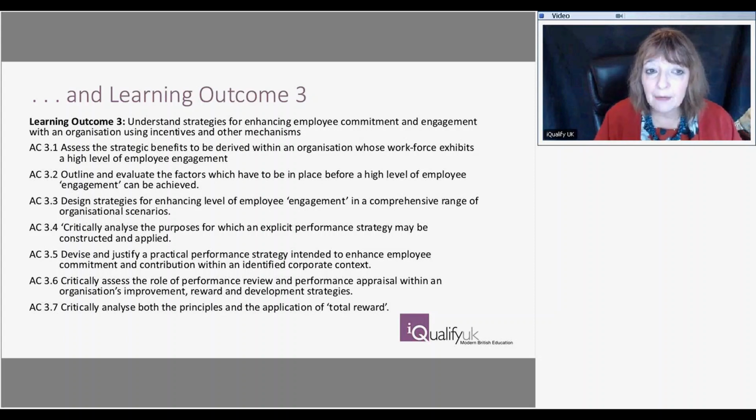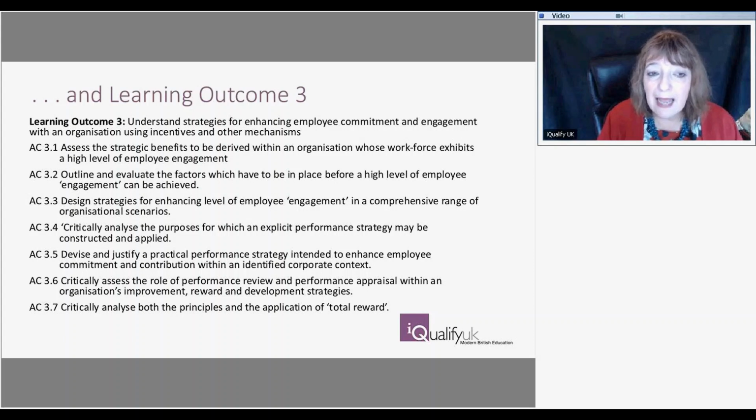And finally, learning outcome 3, which was all about enhancing employee commitment and engagement with an organisation using incentives and other mechanisms. We looked at 3.1: assess the strategic benefits to be derived by an organisation whose workforce exhibits a high level of employee engagement. Then 3.2: outline and evaluate the factors which have to be in place before a high level of employee engagement can be achieved. And 3.3: design strategies for enhancing levels of employee engagement in a comprehensive range of organisational scenarios.